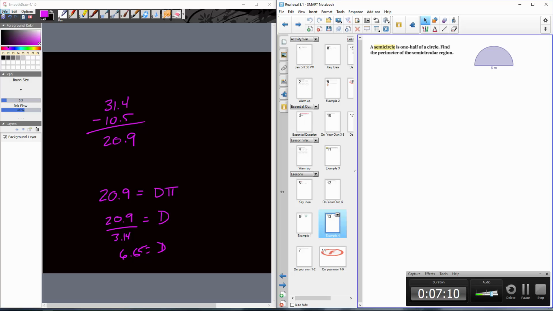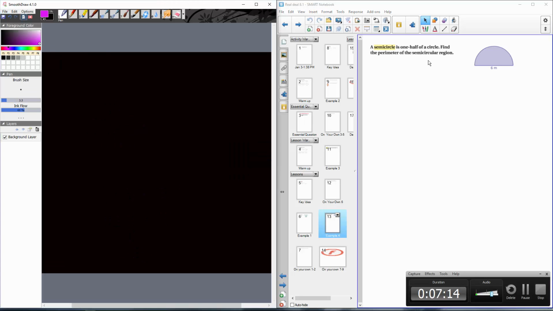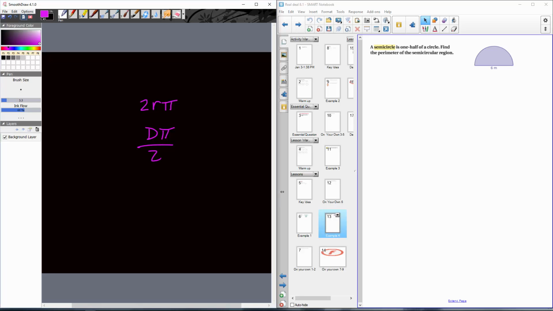So next we're going to talk about semicircles. All right, so if I go to semicircles, if we know that a full circle is 2 times radius times pi, or diameter times pi, and I want to have half of it, I would just take that number and I'd divide it by 2, right? So either case would be divided by 2. So let's go through here and figure it out. So I have the diameter. So it would be diameter times pi divided by 2.